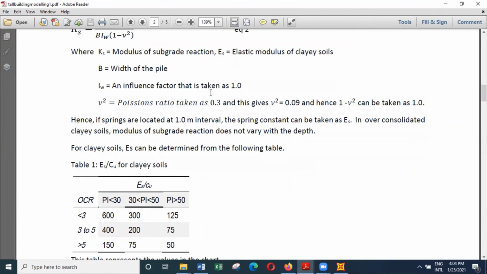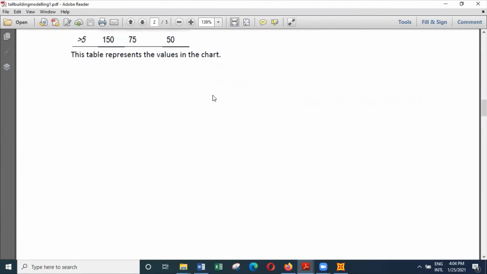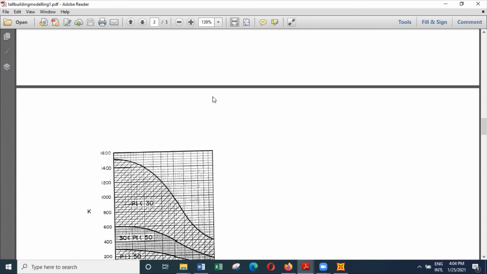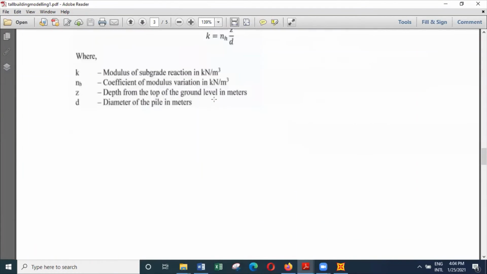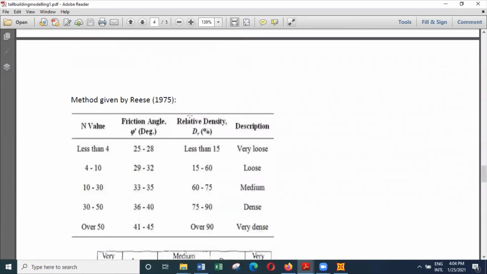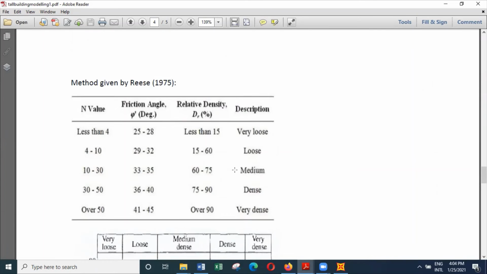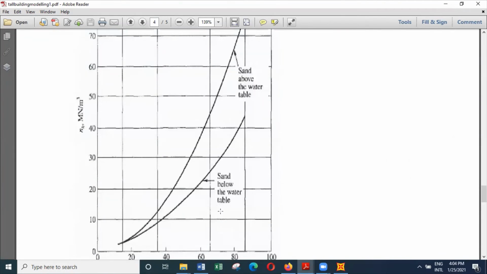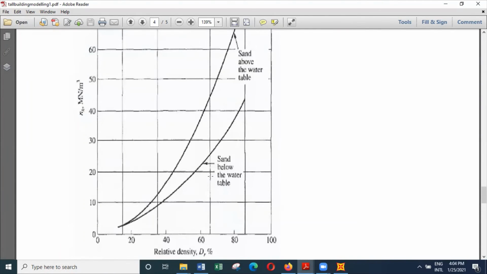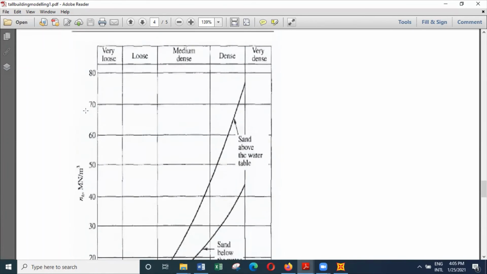So next time I'll show you with an example, and then we'll apply those values. And similarly, you can also find the modulus of subgrade reaction for sandy soils, depending on the SPT value again. And based on that, you can work out the friction angle and the relative density. And then there's a chart to find the value of the spring constant, the nh value can be found.